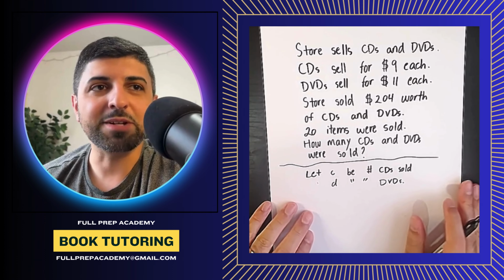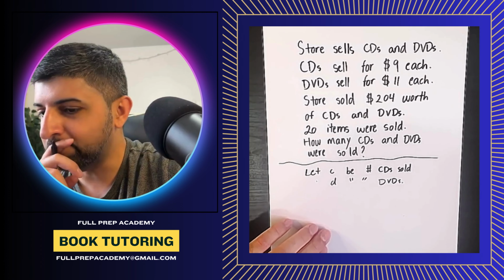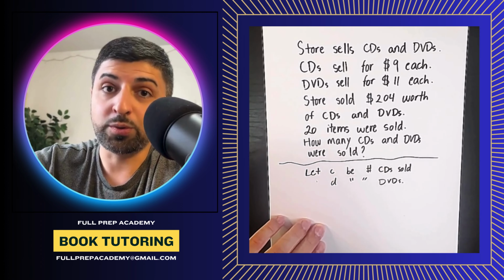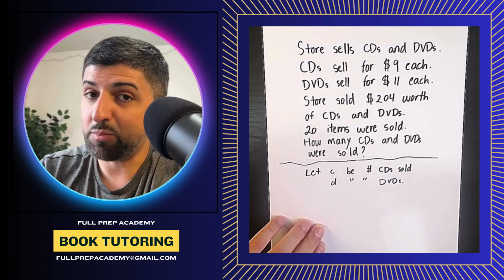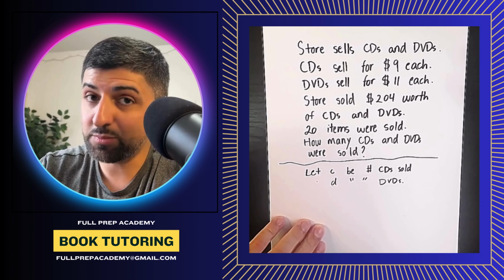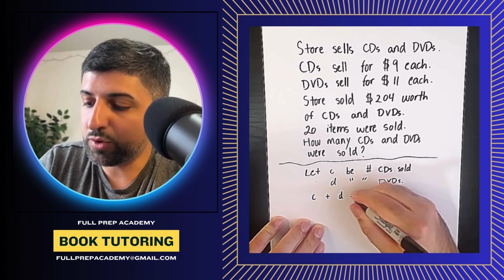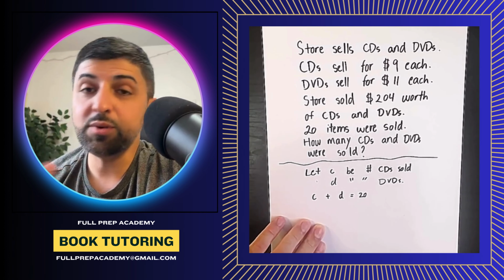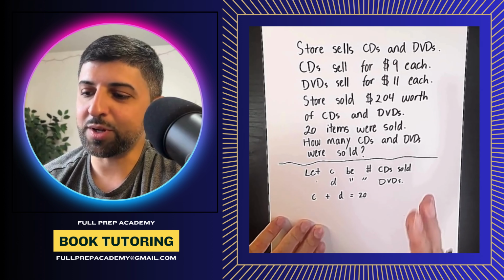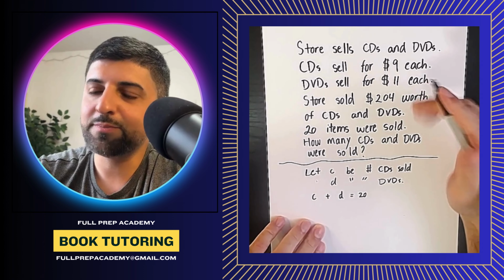I need to obviously make two equations, right? This is the method of elimination. Two equations. 20 items in total were sold, and C is the number of CDs, D is the number of DVDs. So if 20 items were sold, I know that C plus D in total should probably be 20. That one's the easy equation. The hard equation has to do with money.